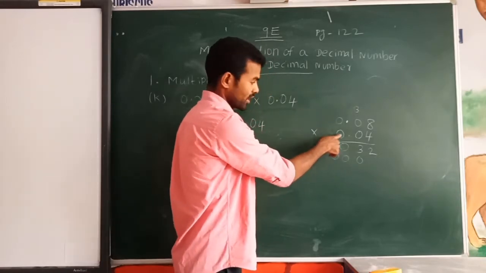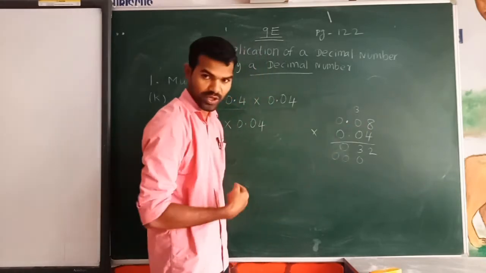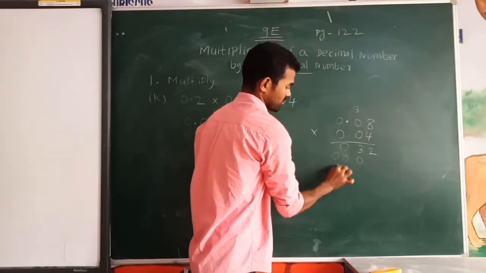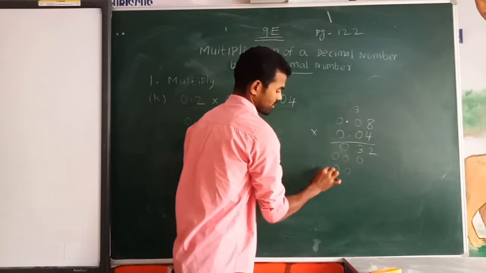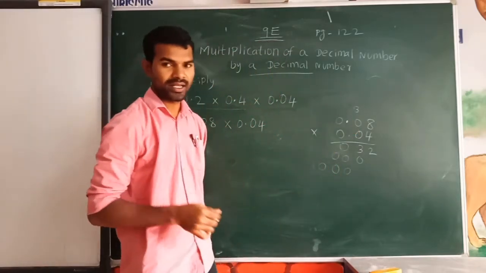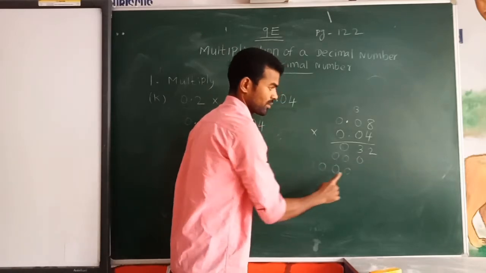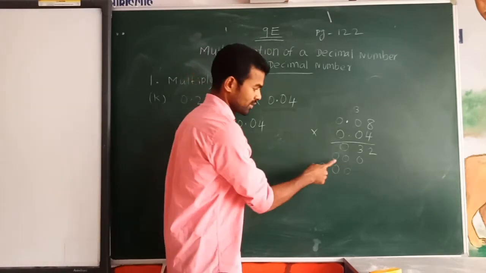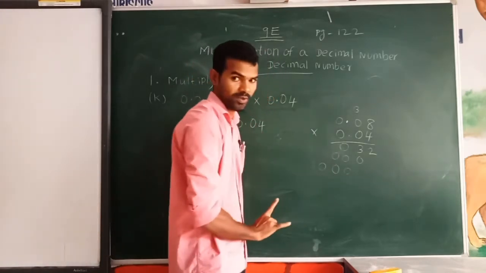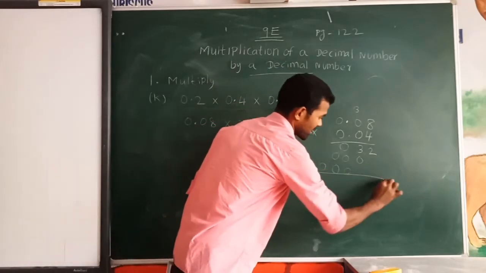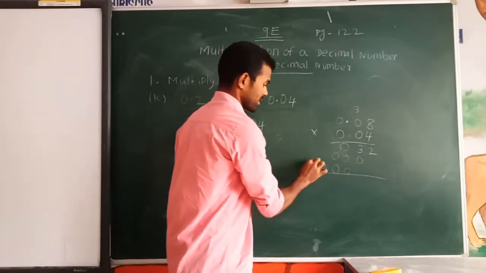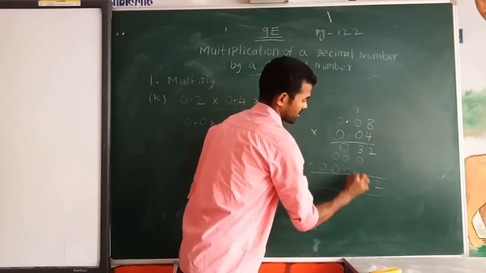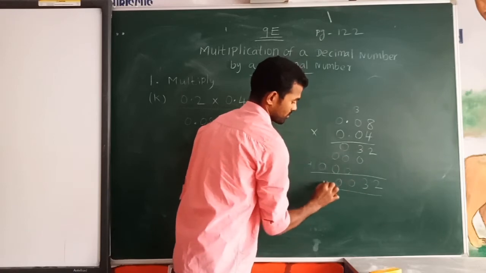Next, again with 0 coming, if you multiply with 0, everything is 0. It is not necessary to do the second step and the third step, because if you multiply with 0, only 0 comes. But I am doing it for your understanding. Now add everything: 3, 2, 0, 0, 0.